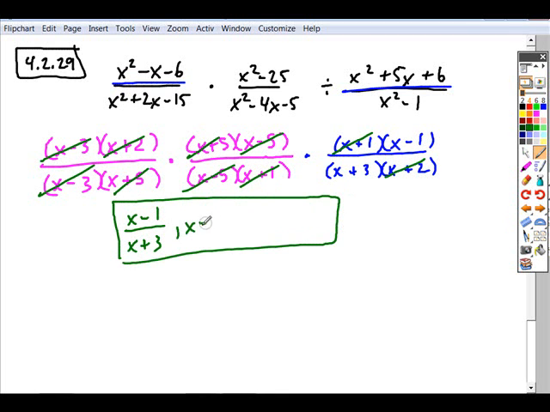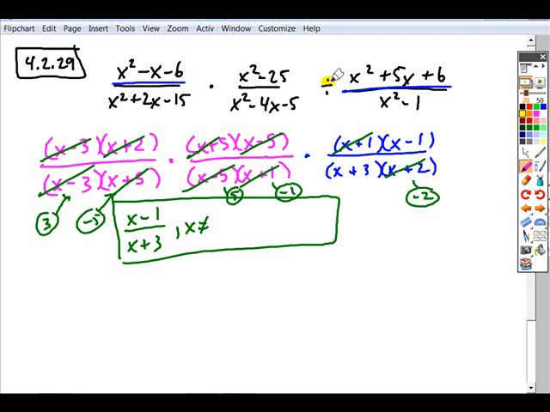Okay, now what I have to do is identify the domain restrictions that got canceled out through this process. So when I look at this, I have a factor of 3, -5, +5, -1, -2. Okay, so those are my domain restrictions. And if you enter this, it's still going to show up as incorrect. Okay, the reason for that is this part right here.